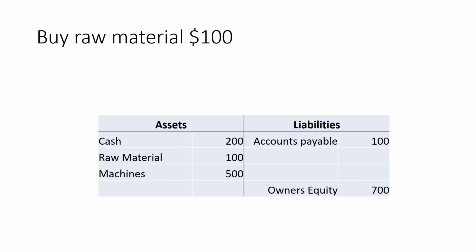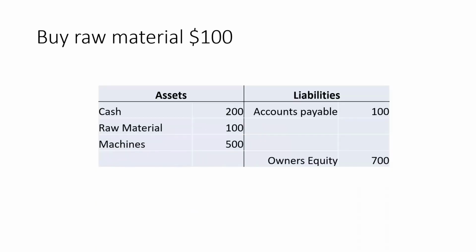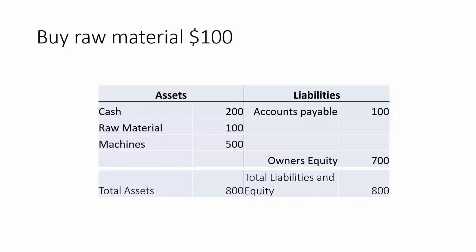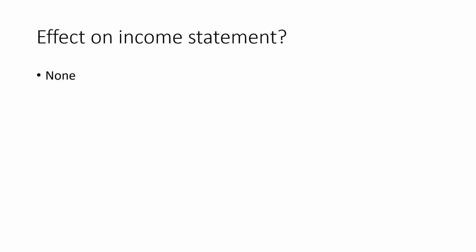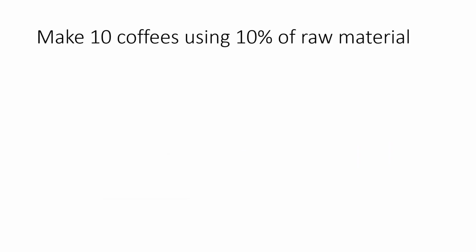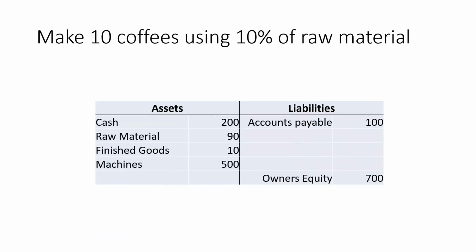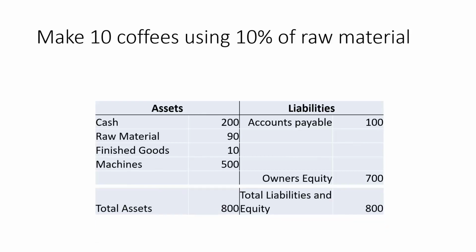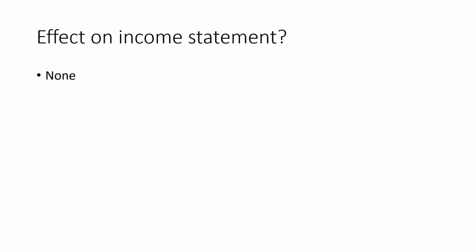Next, when we bought raw material on credit, we saw that the total size of the balance sheet expanded by the value of raw materials because our accounts payable increased. So now the new size of the balance sheet, or total assets, was 800, but we did not make a sale, so there was no effect on the income statement. When we manufactured 10 coffees using 10% of the raw material, our finished goods increased to 10, raw material decreased to 90 from 100, but the balance sheet remained the same. We still had no effect on the income statement because we did not make sales.